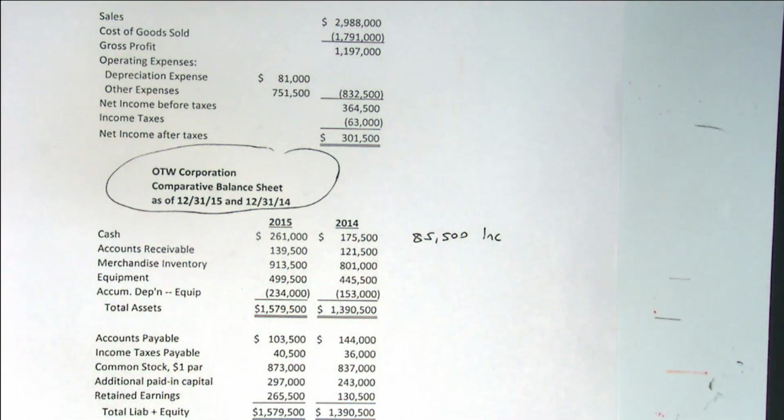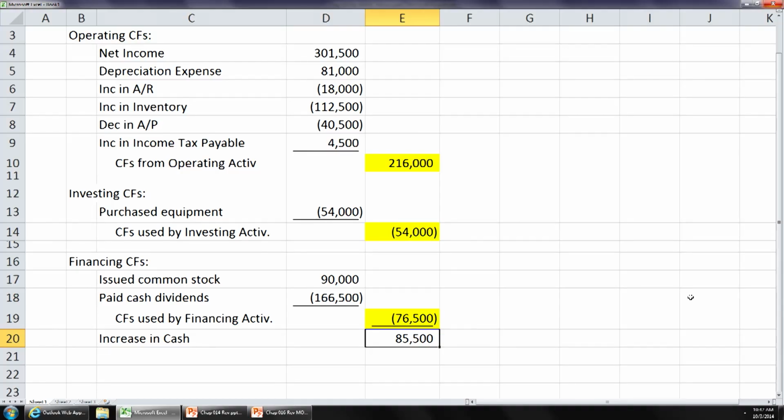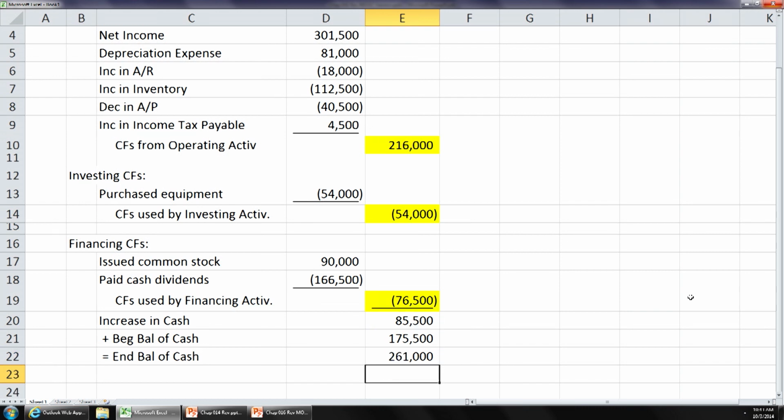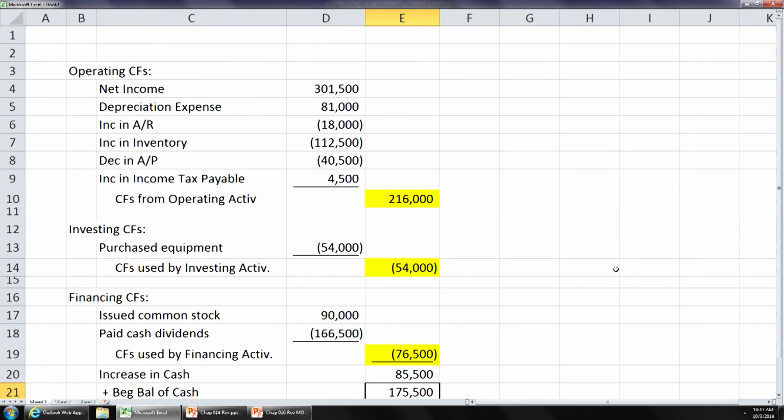Now, why is this such a wonderful thing? Well, let's go back to the cash flow statement. Because this is how you complete the cash flow statement. You take your increase in cash, you add it to the beginning balance of cash, and that should equal your ending balance of cash. What was our beginning balance of cash? $175,500. Okay. And this should add up to the ending balance of cash of $261,000, doesn't it? Okay. You with me?